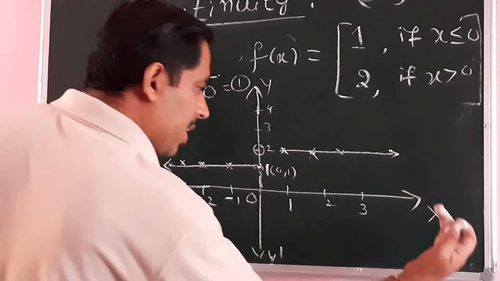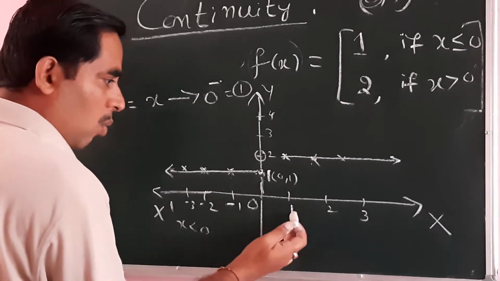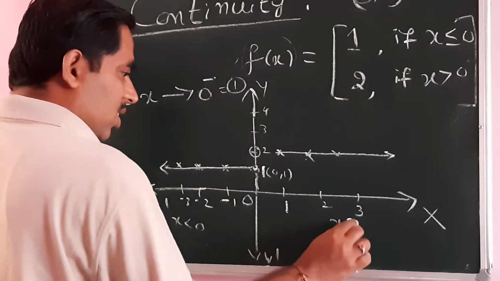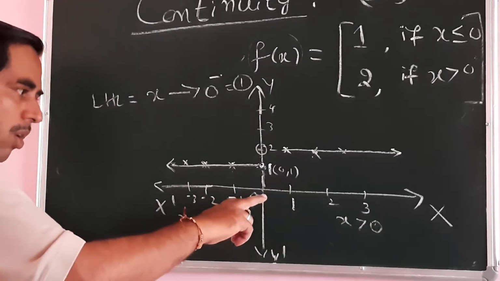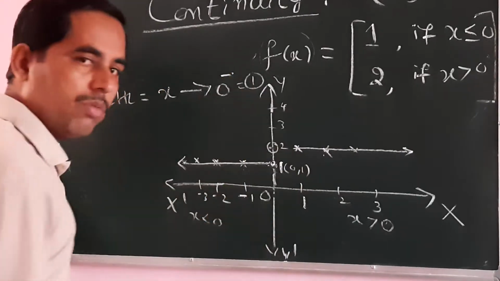Similarly, what is happening to the right side of 0? Let's observe that also. 3, 2, 1, 1.01, 1.001. As x takes the values greater than 0 and moves towards 0, what is the value of the function? The value of the function is 2. We are observing here.